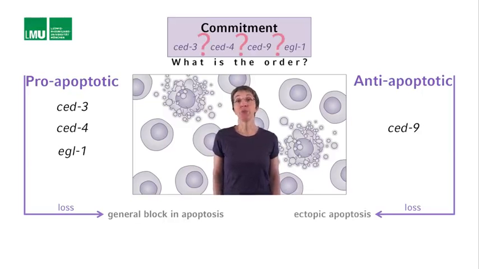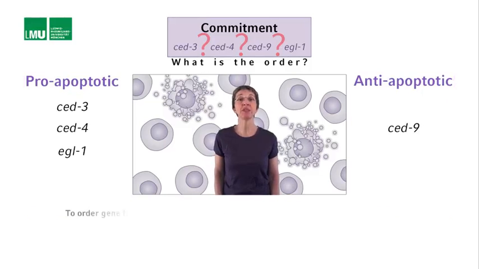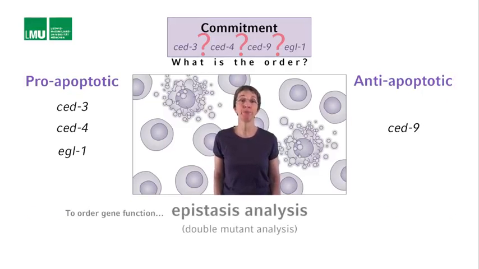What's the order in which these 4 genes function? Is there an order? These genes are clearly involved in the same process, the commitment to the apoptotic fate. And some of them have opposite functions, pro or anti-apoptotic functions. In addition, loss of function mutations are available and cause opposite phenotypes. What one can do to order gene function in this case is double mutant or epistasis analysis.